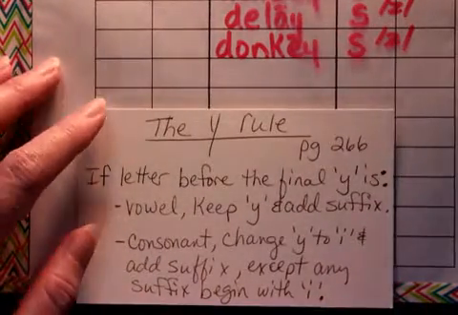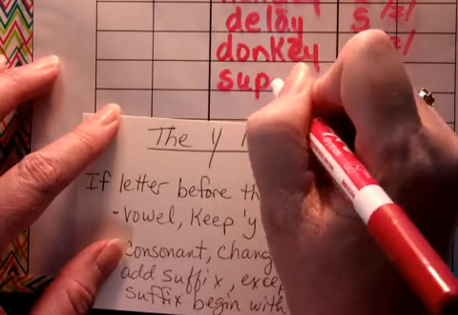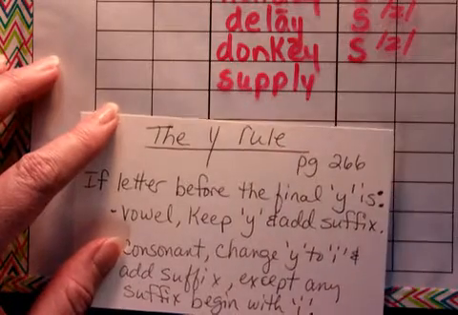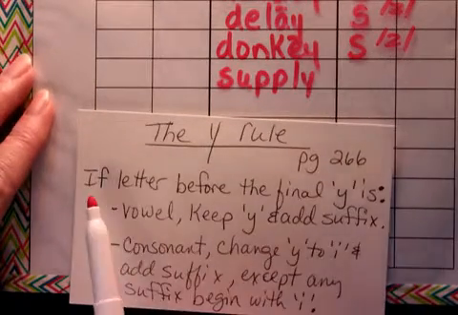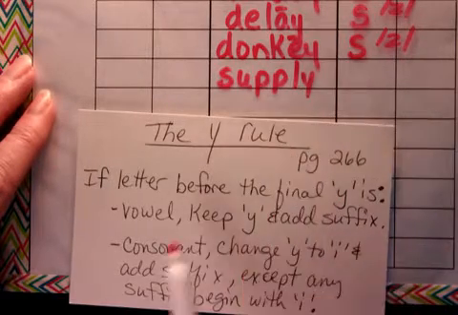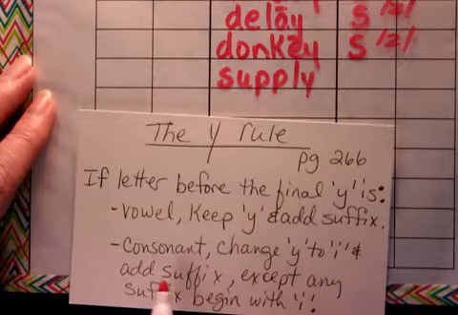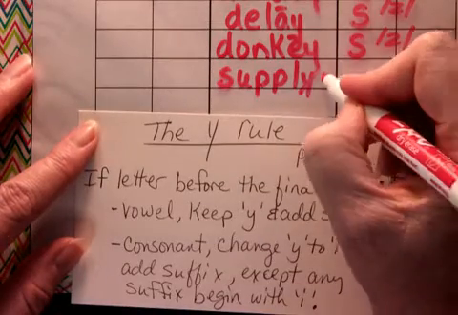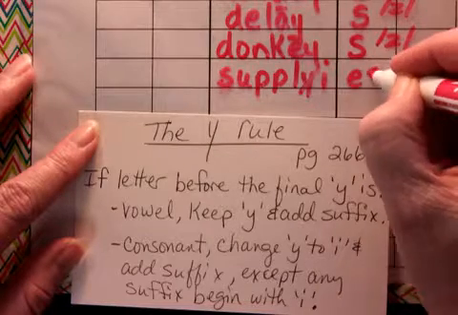Okay. The next base word is supply. Supply. S-U-P-P-L-Y. Supply. Now let's look at the Y rule. The letter before the final Y is an L, so that's a consonant. You're going to change the Y to an I and add the suffix. So we're going to change the Y to an I and add the ES.